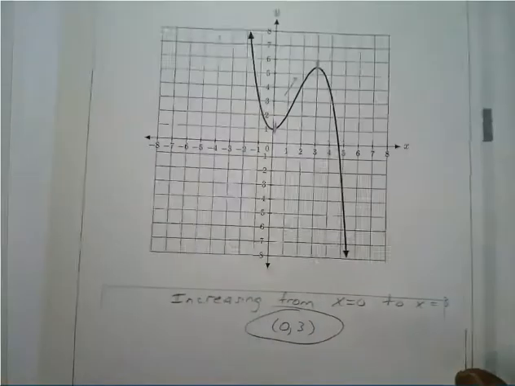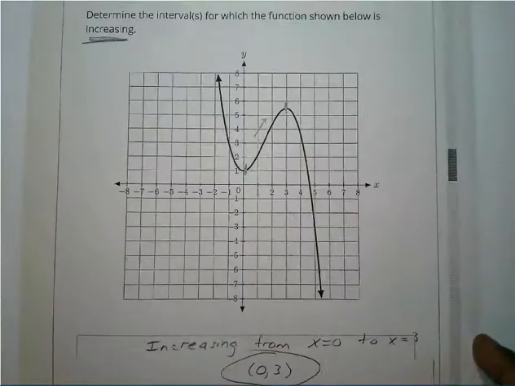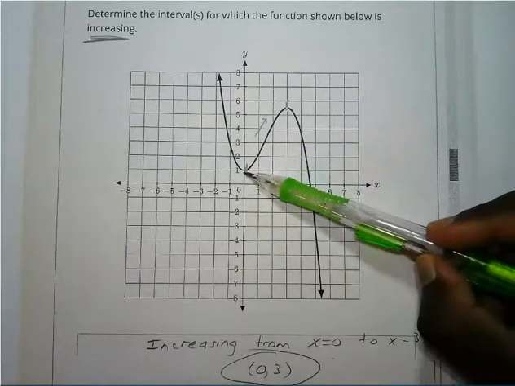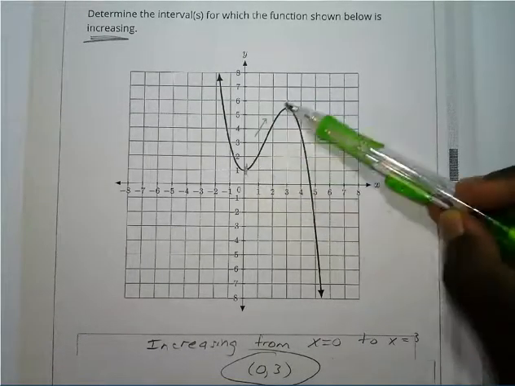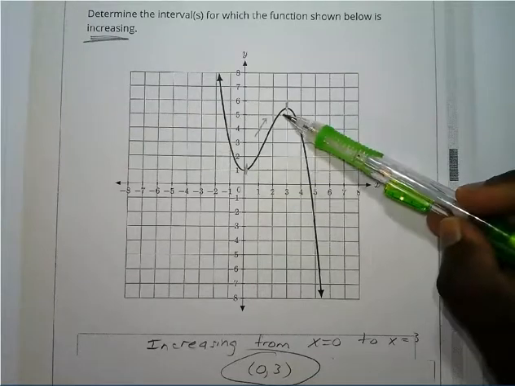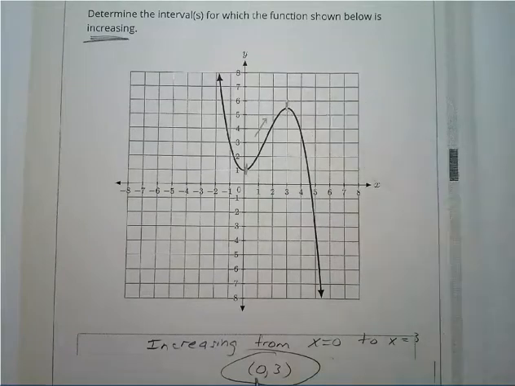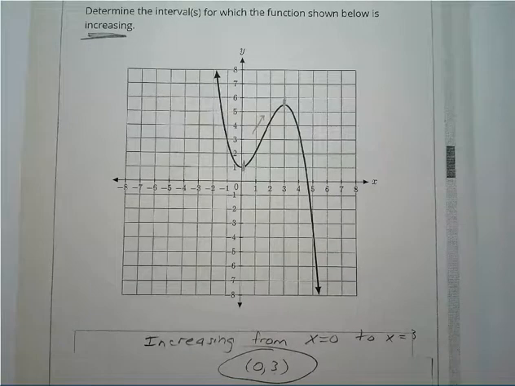Alright, so if you look at this graph here, you want to determine the intervals where the function is increasing. Okay, so you can see with this graph, from this point to this point, it's increasing. Okay, so from x equals 0 to x equals 3, that's your increasing interval. All right, so let's go ahead and move on to our next one.